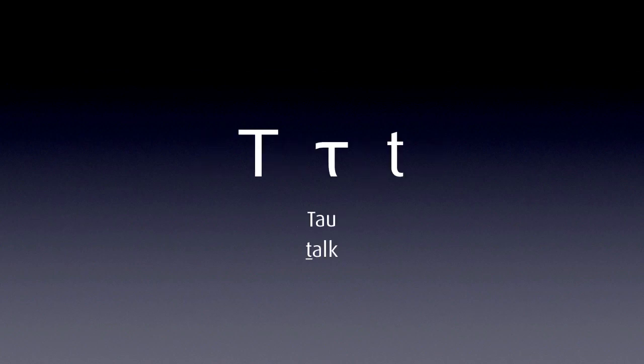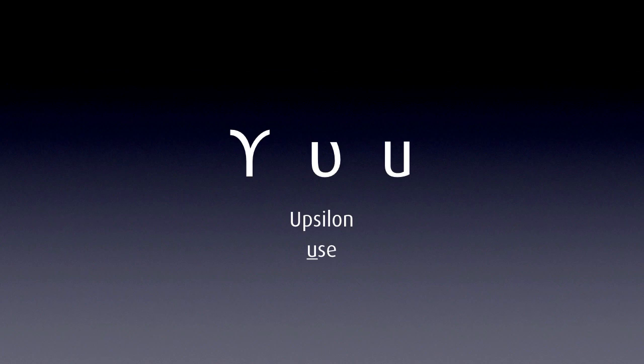Next we have tau, which makes a T sound, as in the word talk. Here we have upsilon. You'll notice that the capitalized form of this Greek letter looks like the capitalized form of our English letter Y. But the lowercase form looks just like the English letter U. Upsilon makes an U sound, as in the word use.